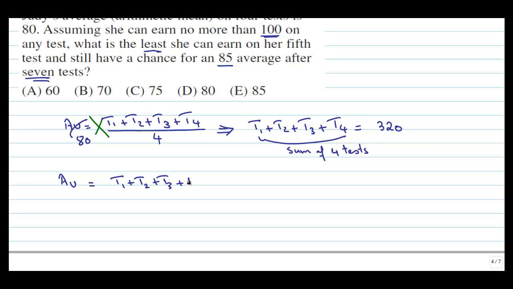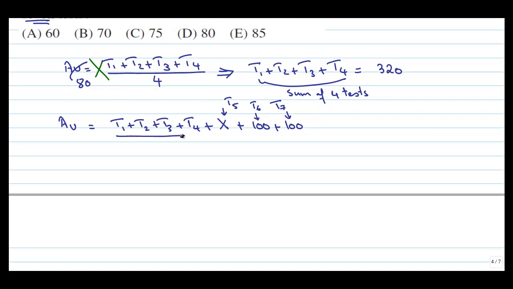So I'm going to write them again, the sum of the 7 tests. T1 plus T2 plus T3 plus T4 plus X. X here is the required value, which is the least she can earn on her 5th test. Now, test 6 and test 7, we're going to assume that she got 100 in both tests. From the given here, you can see that she can earn no more than 100. Now we divide by 7.